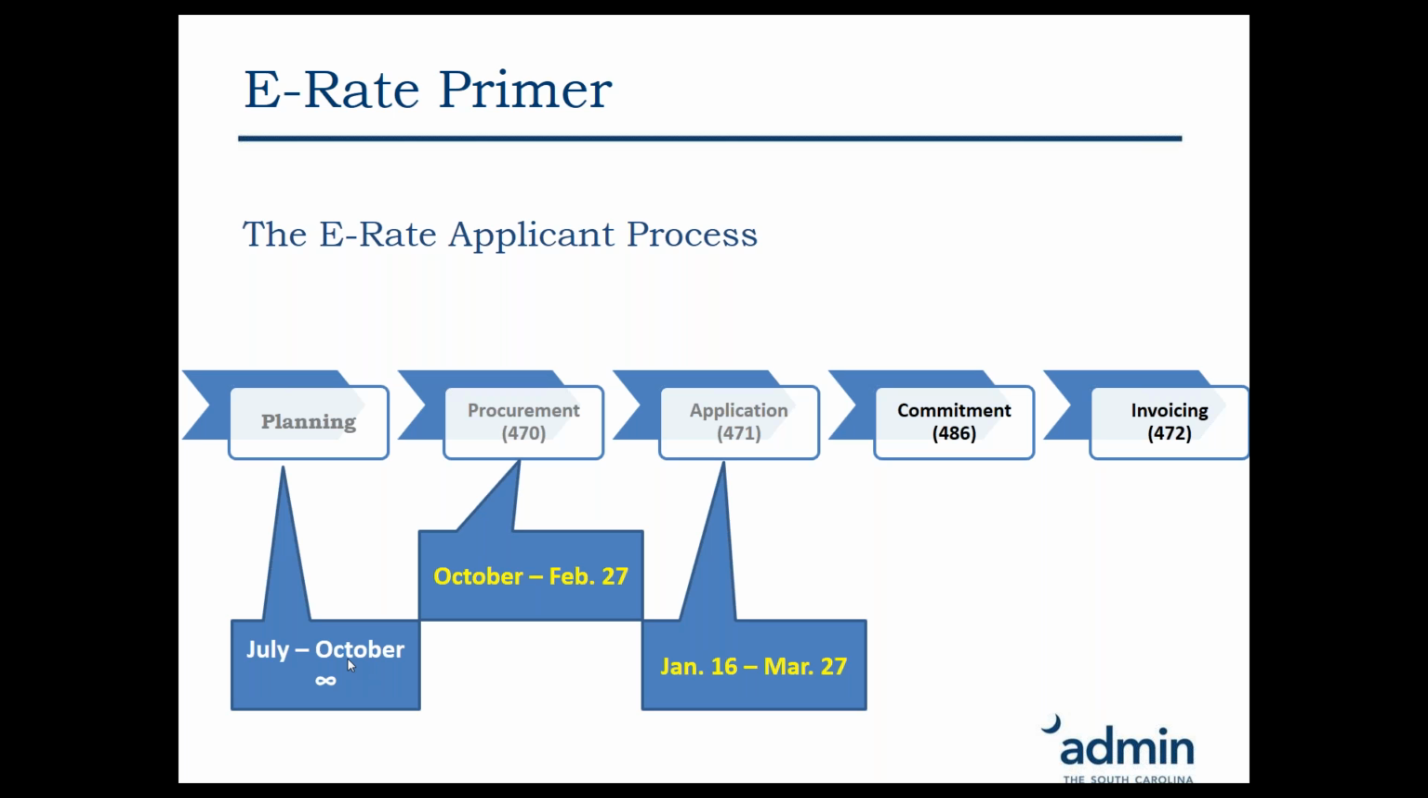October to December is the best time to do procurement. Once we have the funding application window, where applicants file that Form 471, we won't know what the specific date is for the funding year 2021 procurement deadline. For 1920, the current funding year, it was February 27th. That was based on a specific application window, which was January 16th to March 27th.